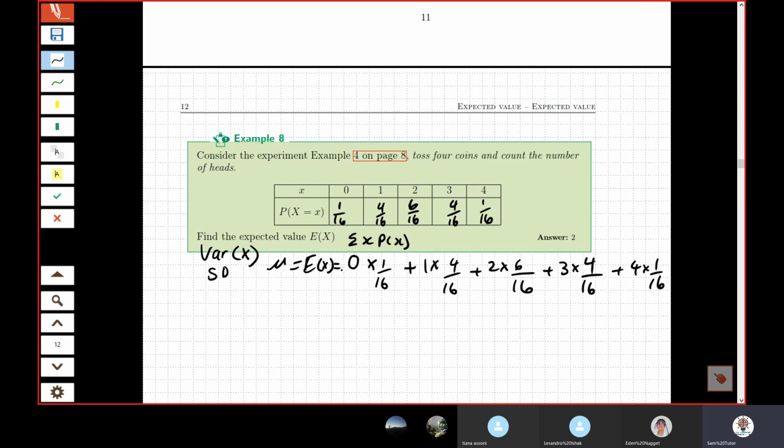Cool. So, expected value of x, which is mu as well, right? That's just lettering. Do we accept that? Equals the sum of the formula. Sum of means add all of your x's multiplied by your probabilities. So x's multiplied by, and then add up to the next one: 1 times, plus 2 times, plus 3 times, plus 4 times.